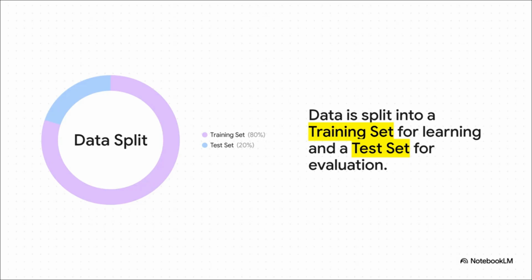And this is exactly how we do it. We split our data set into two parts. The vast majority, usually around 80%, becomes the training set. This is the data the model studies to learn patterns. The other 20% is the test set, and it's held back, kept completely separate. This is the final exam.